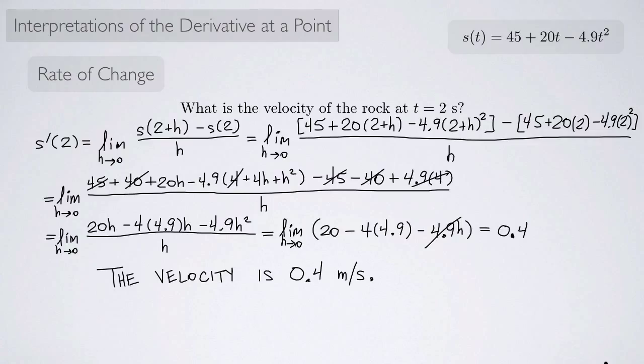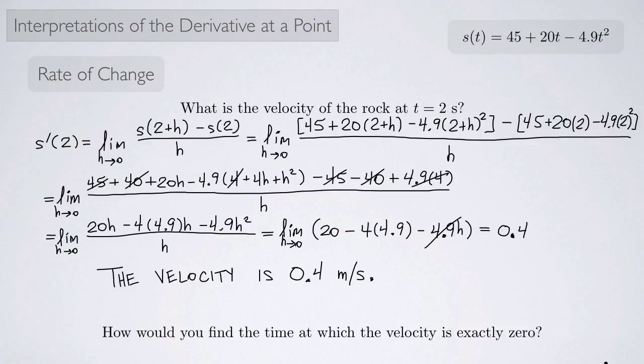So a natural question to ask would be, how would you find the time at which the velocity is exactly 0? So this is something I'll let you think about. We'll come back to this question in a later series of videos. We'll actually look at this in great detail. But for now, see if you could figure out how you would find the time at which the velocity is exactly 0.